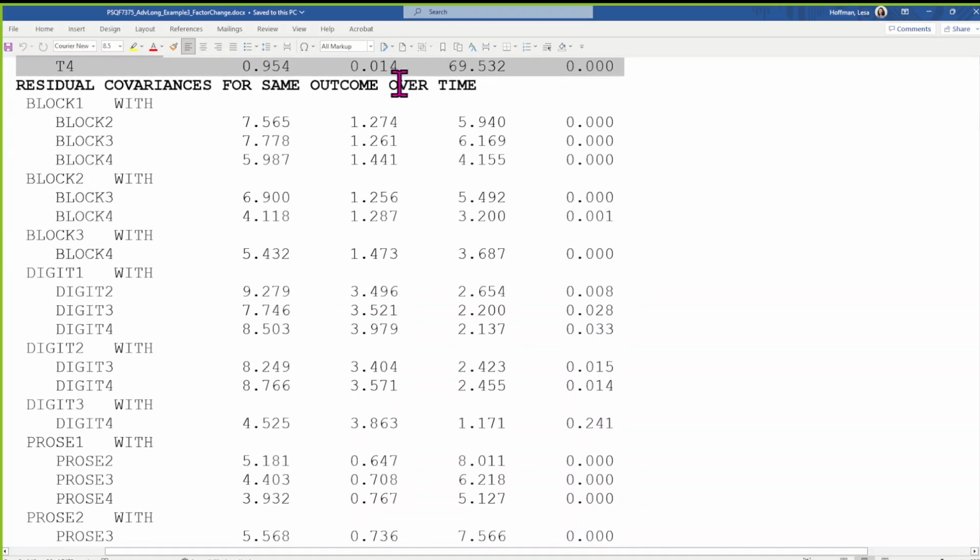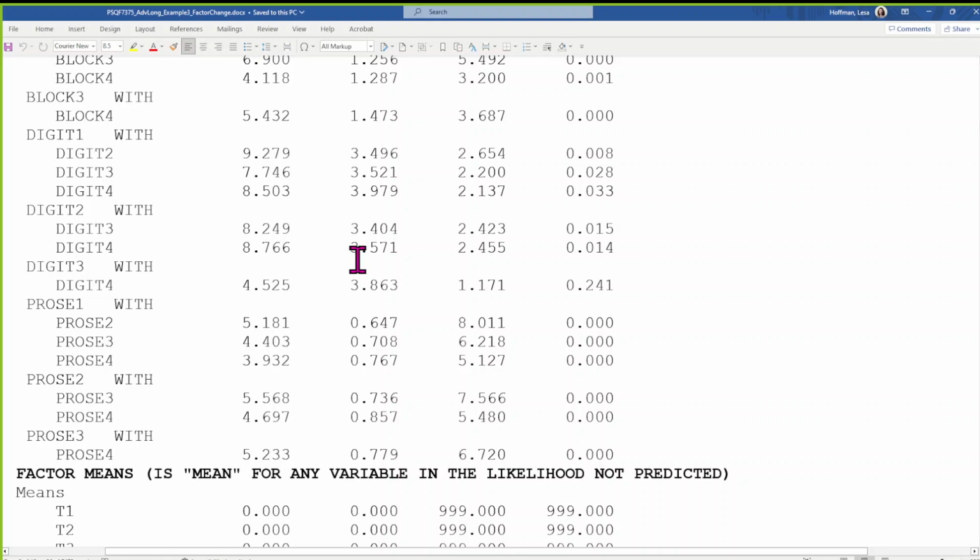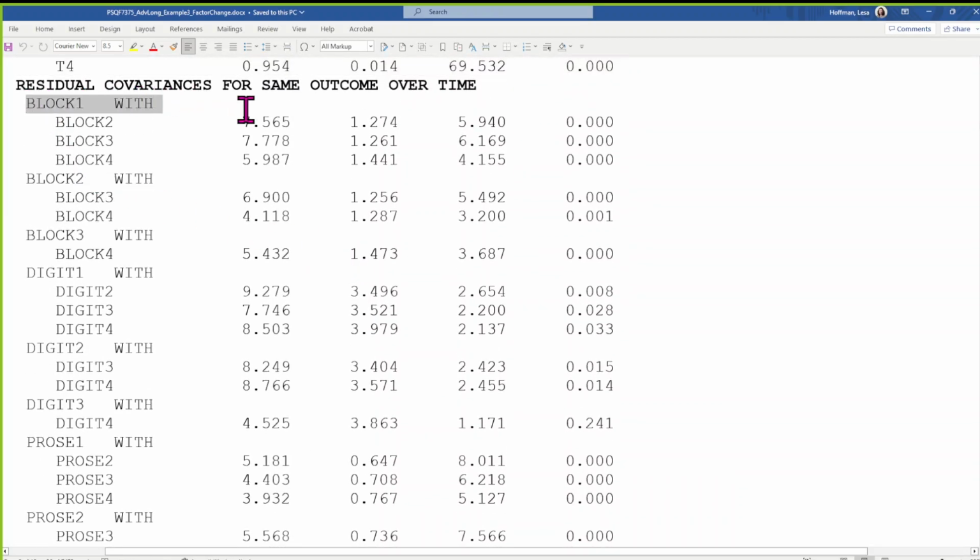Next, we have residual covariances for the same outcome over time. We just let these be. They're all positive and most are significant. So like block design 1 with 2, that means that after controlling for the influence of the factor, however you did in your residual of block design 1 is related to your residual of block design 2.